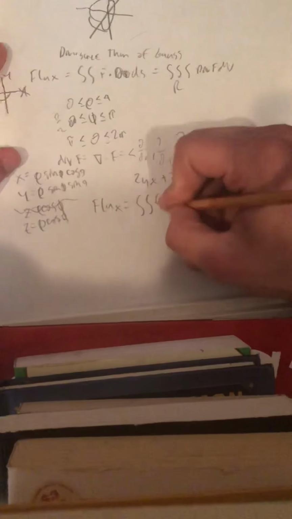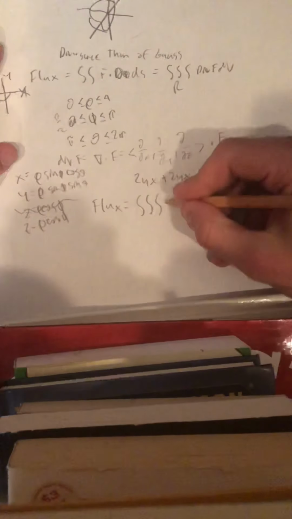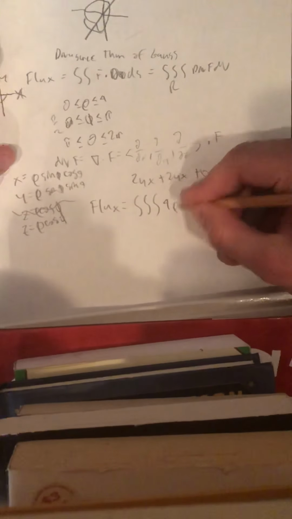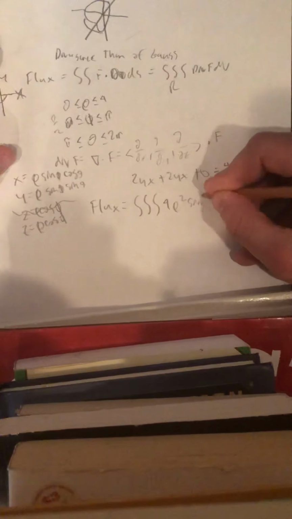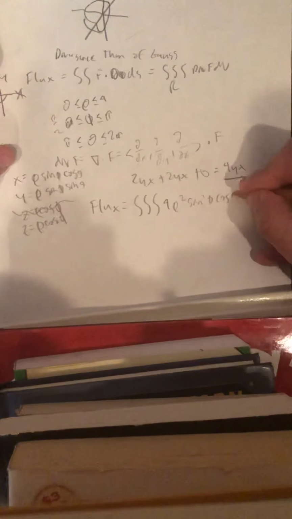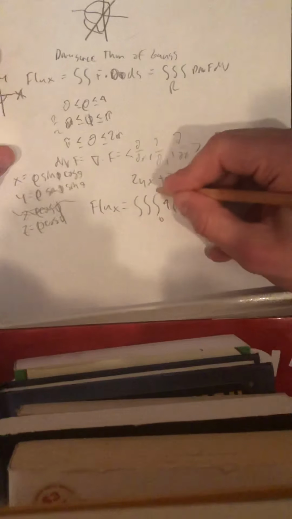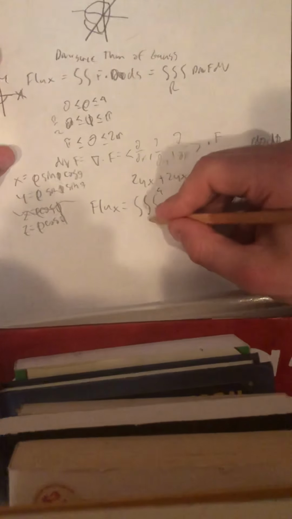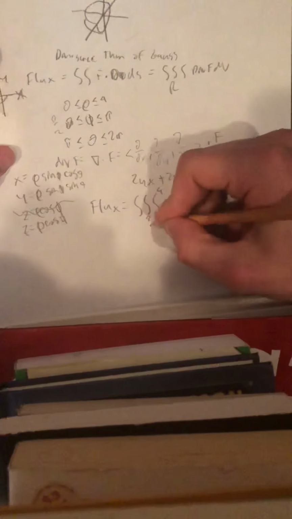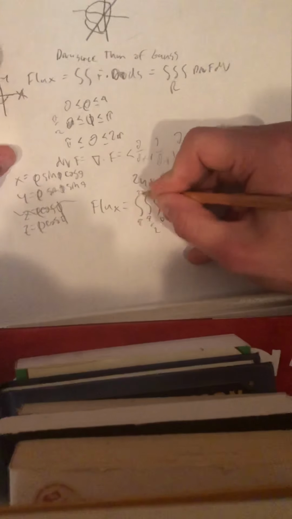The flux is the triple integral of the divergence of F, which we found to be 4xy, which is really 4 times rho squared sine squared phi, times cosine theta sine theta. And then we need to remember the Jacobian here. We're going to go with respect to rho, 0 to 4, d phi, pi over 2 to pi, and d theta, pi to 2 pi.